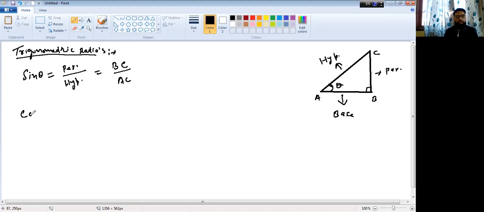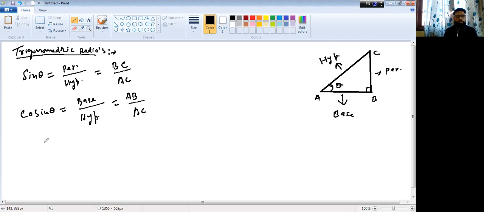Now, second trigonometric ratio, that is cosine of theta. Cosine of theta is equal to base divided by hypotenuse. Base is equal to AB, and the hypotenuse is equal to AC. So our cosine of theta in this triangle will be AB divided by AC.